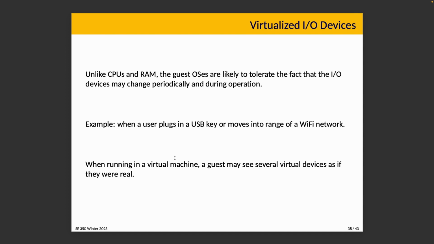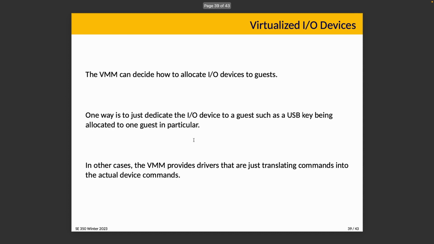And the virtual machine manager, of course, gets some choice about how to allocate devices. One way is to dedicate devices. So you connect a USB drive, you can say, okay, it's allocated to one guest in particular, and others don't see it. In other cases, like for network, let's say, the virtual machine manager provides a driver that's just translating commands from the guest operating system to the actual device commands. So that allows all of the guests to share, say, the same network connection. Does it work? Sure.